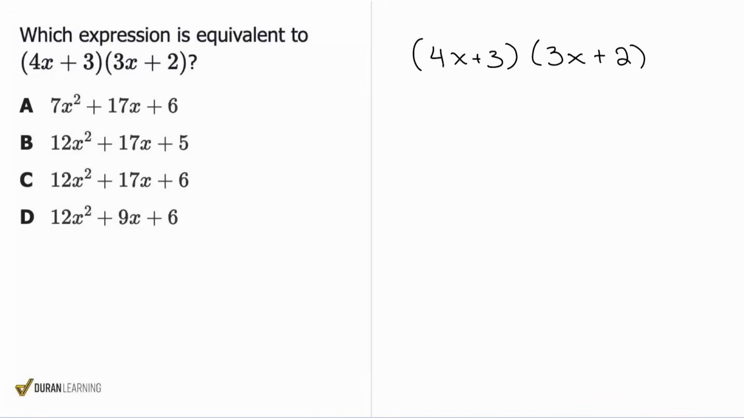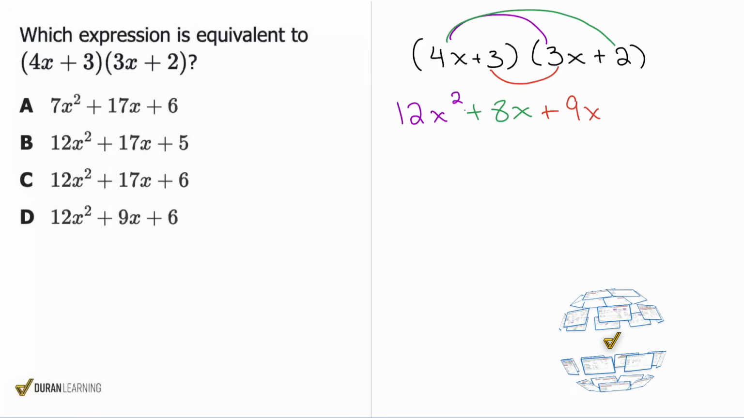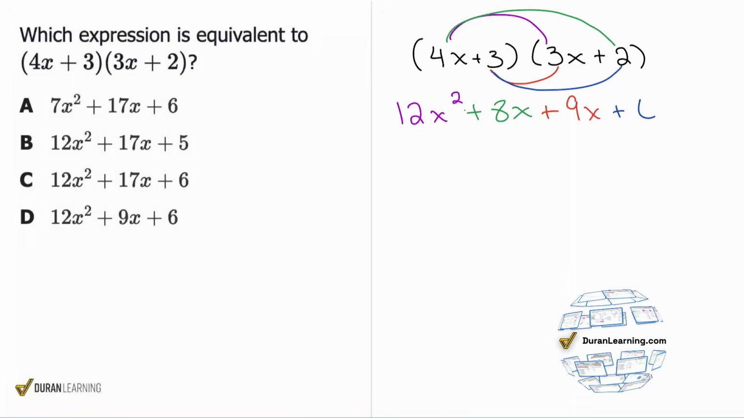So we have 4x times 3x. 4 times 3 is 12. x times x, that'll be x squared. Then, up next, we have the 4x still needing to be multiplied with the 2. 4 times 2, that's 8. Then that'll be 8x. Next up, we have 3 times 3x. 3 times 3 is 9. And then we bring the x there. And then lastly, we have 3 times 2, and that'll be 6.